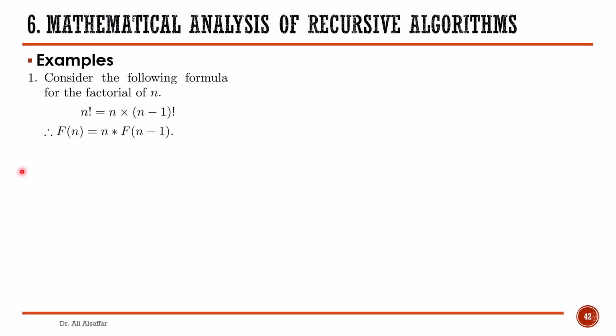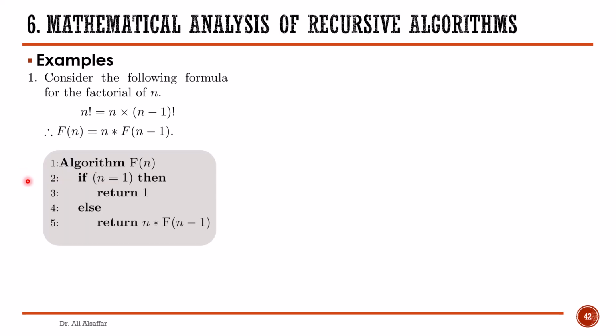Let's look at the recursive algorithm for computing the factorial of a number n. It works as follows. If n is equal to 1, it returns 1. This is the base case. Otherwise, it returns the product of n and the factorial of n minus 1. That is n times f(n minus 1).